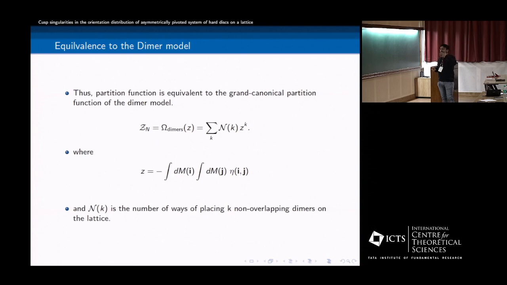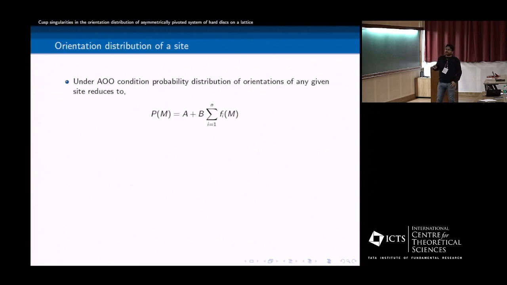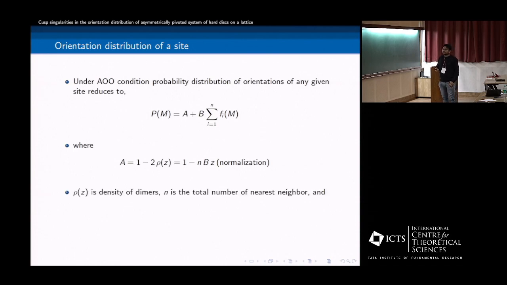So what can we extract from this mapping? One thing we can extract is the probability distribution of the orientation of any site. It can be written as a contribution of two parts. One is when there is no dimer, which is a constant, independent of the orientation, and the other part is where there is a dimer there. A is the probability that there is no dimer, which is 1 minus 2 rho z, where rho z is the density of dimers. Because of normalization they are connected, so A and B are not independent. Here n is the total number of nearest neighbors, and rho z is the density of dimers. And f you can calculate exactly using eta, which is known from the model.